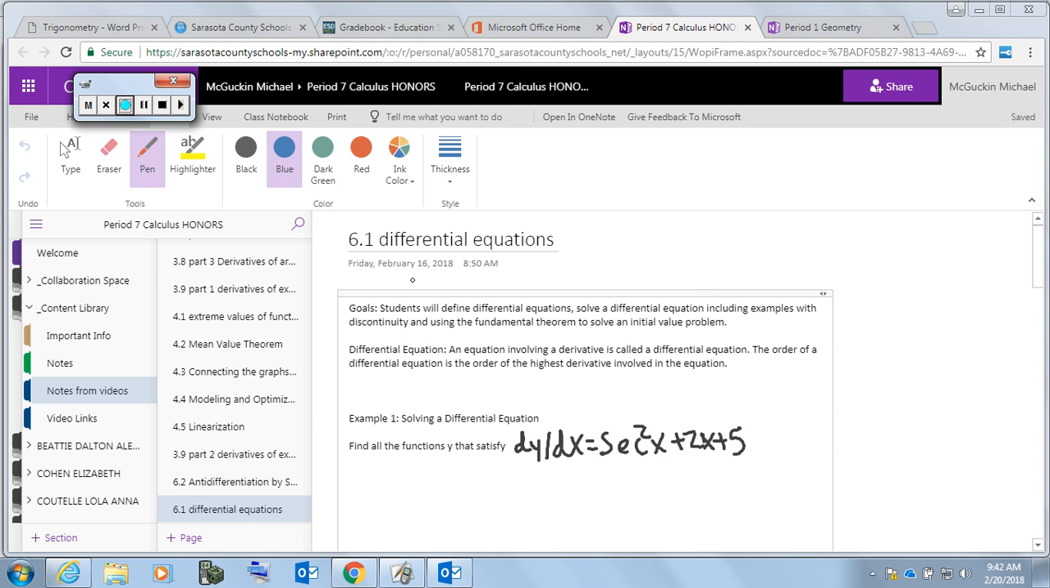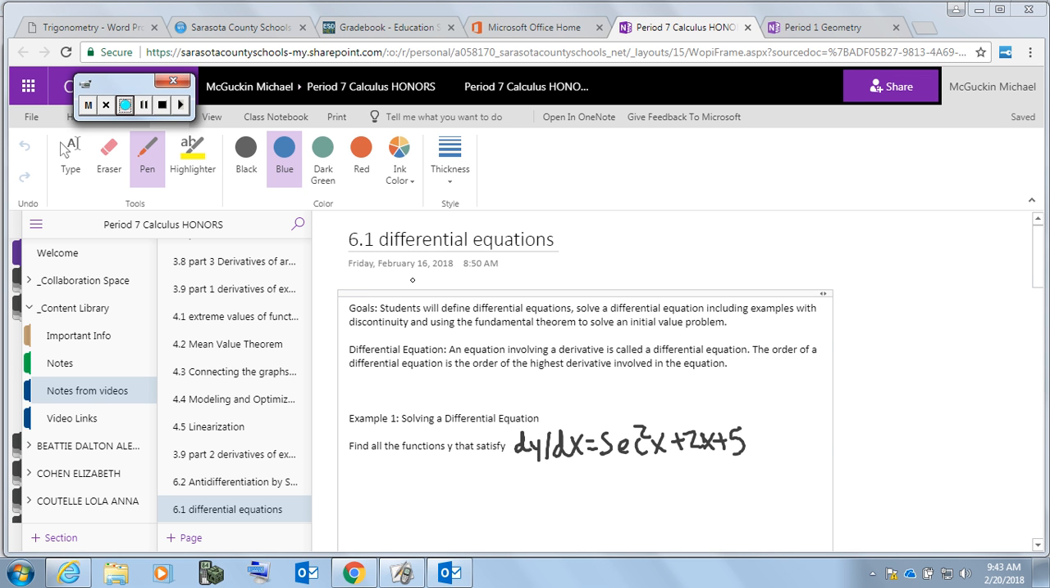Alright guys, so in this video we're going to be looking at differential equations. We're going to have some goals within the 6.1 section. We're going to be able to define differential equations. Our goal is to be able to solve a differential equation, including examples with discontinuity, and using the fundamental theorem to solve an initial value problem.